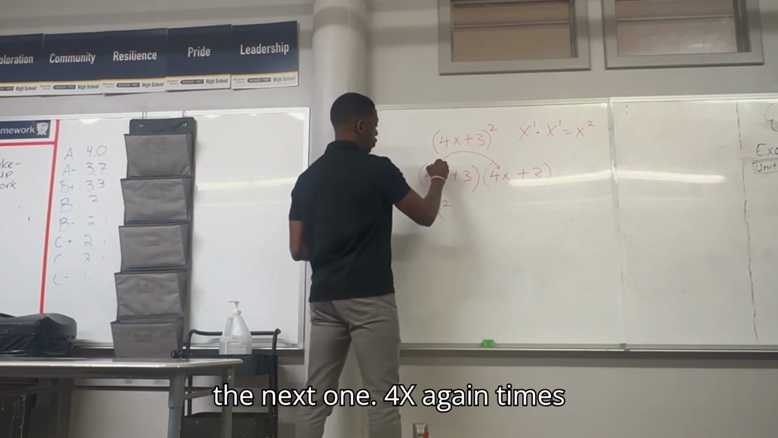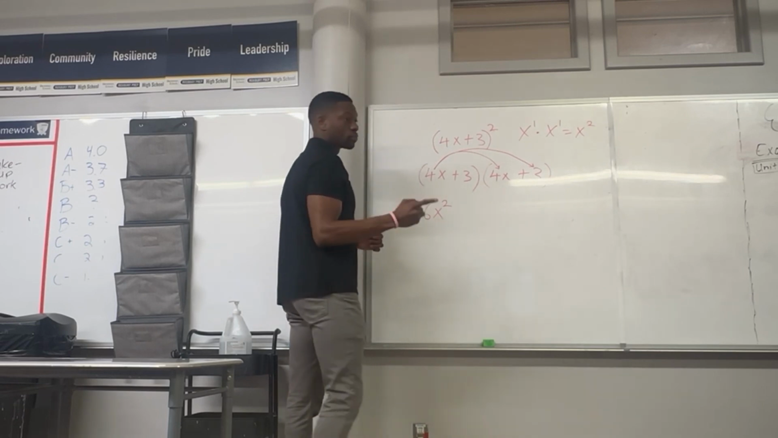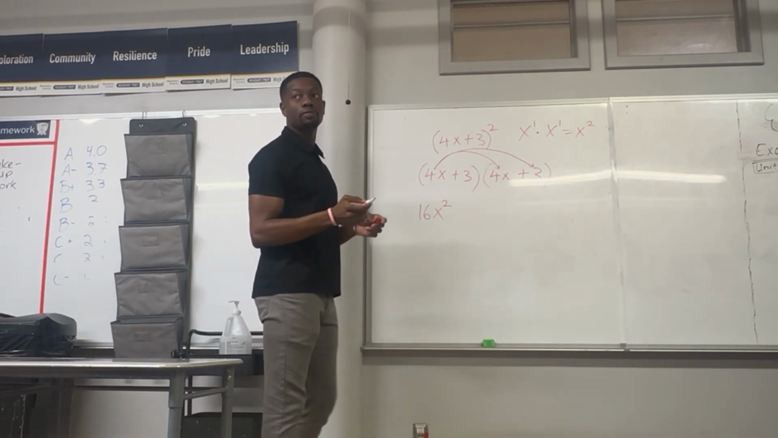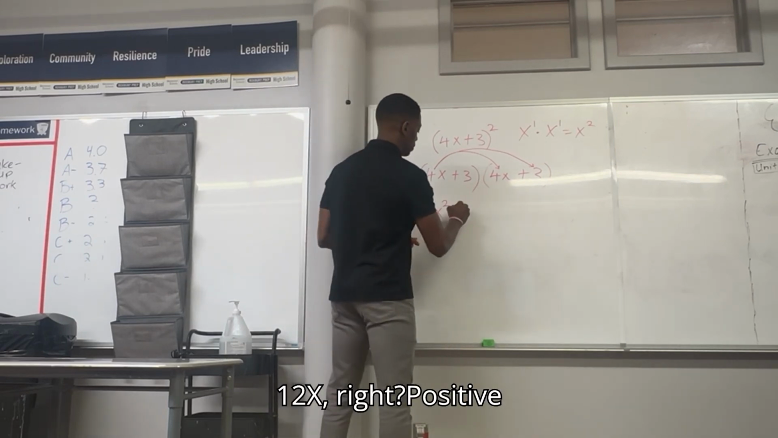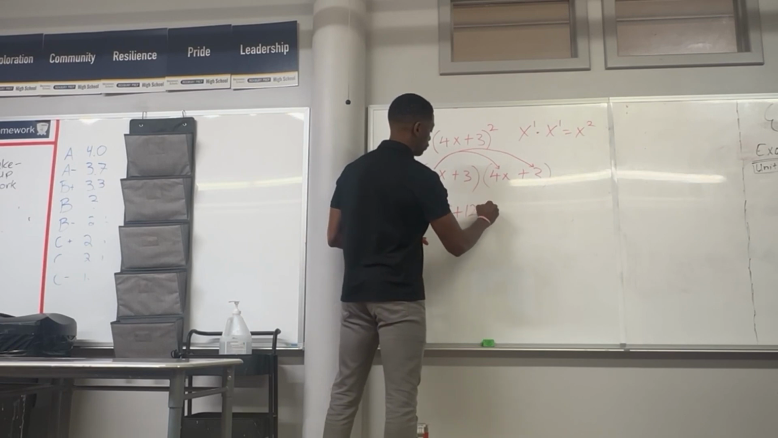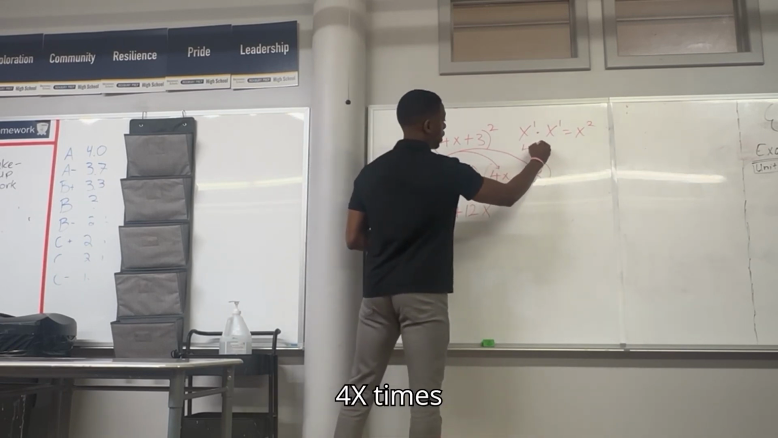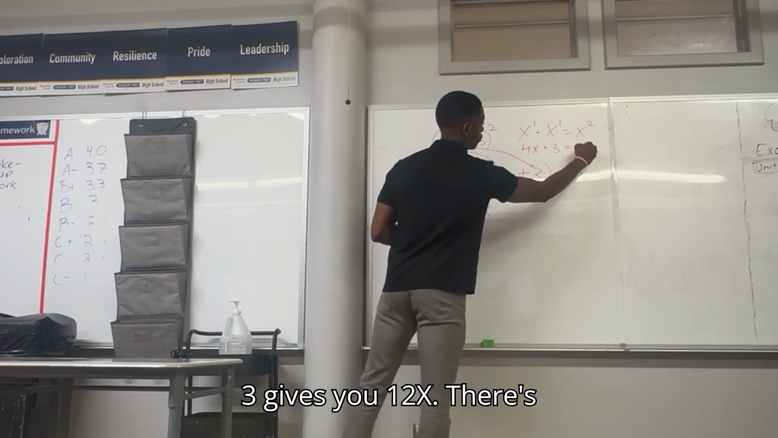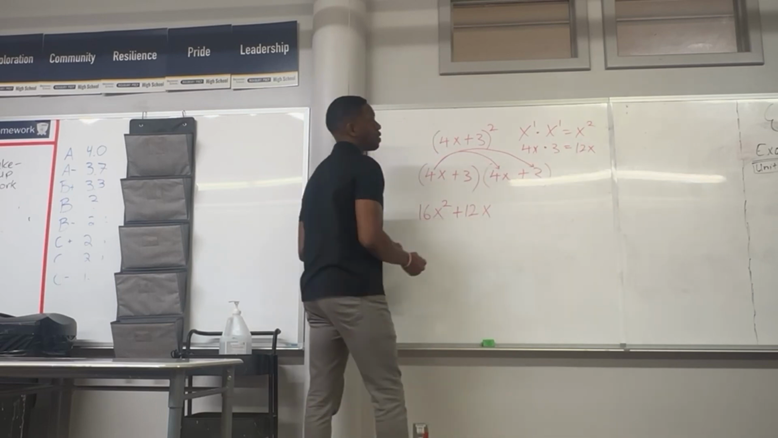We'll move on to the next one. 4x again times 3. 12 what? 12x, right? Positive 12x, right? Because 4x times 3 gives you 12x. There's only one x, so there's just one x. Alright?